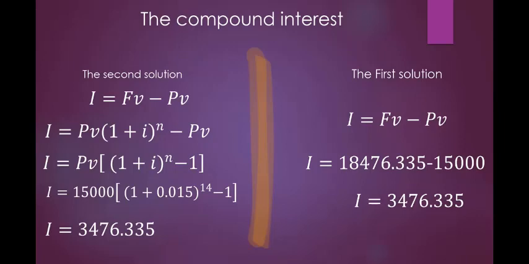The other solution: from the formula I equal FV minus PV, we substitute for FV by PV times (1 plus I) to the power n. By taking PV as a common factor, the compound interest equals PV times ((1 plus I) to the power n minus 1). So I will be equal 3,476, the same result as the first way.